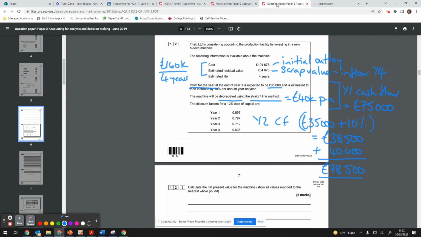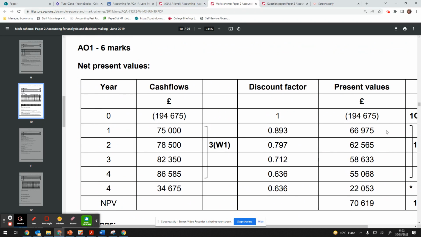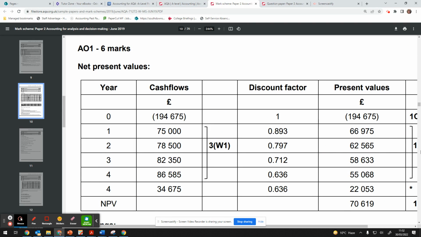So we've got these factors here. Each of those is using a 12% cost of capital. So if we discount all of the cash flows for each of these years, add everything up, including the estimated residual value, and not forgetting to deduct the year zero outflow of 194,675, we should end up, spoiler alert, with... So you can see there that the discount factors have been applied to each of those amounts of cash flow to come up with the present value.